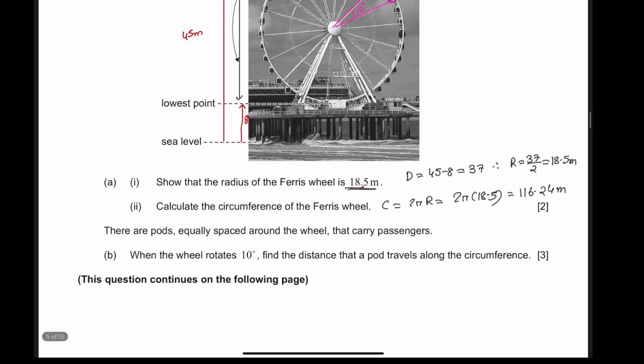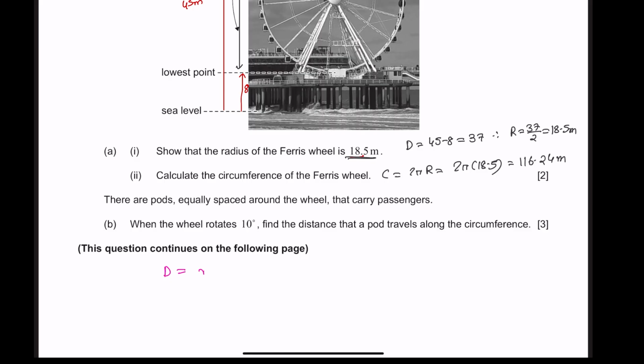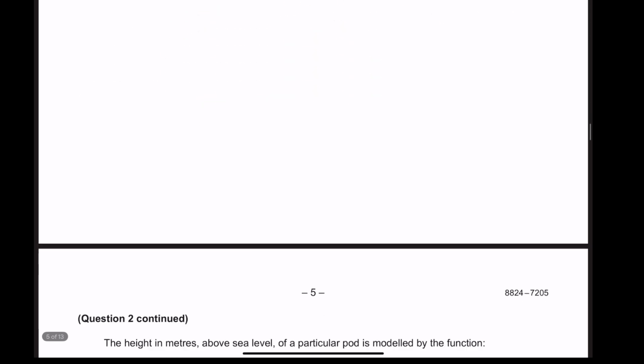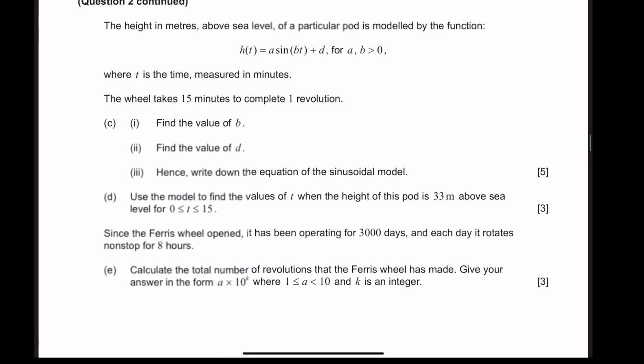Okay. So, for the last part, d is equal to r theta. R is 18.5, the radius. Theta, they have to represent 10 degrees in radians. So, 10 divided by 180 times pi will give me the angle in radians, and if I put it in my calculator, I'm getting 3.23 meters. This is the distance moved by the pod along the circumference when the wheel rotates 10 degrees. Fine. Now let's try the next part.